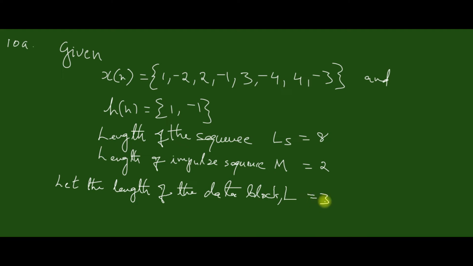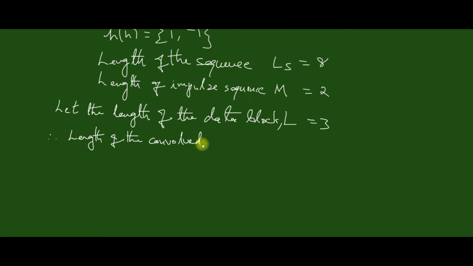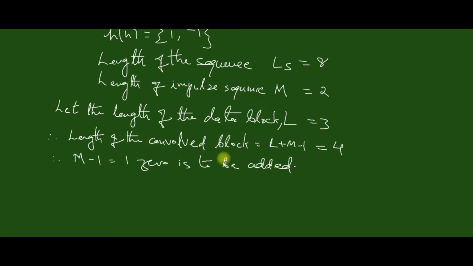You can choose 4 or 5 also. If you choose 4 or 5, the number of sections will be reduced, but the circular convolution will be more difficult. So in this case, the length of the convolved block will be L plus M minus 1 equal to 4. So we have to add M minus 1 zeros, that is, 1 zero is to be added in order to make the length 4. Now each block can be sectioned as shown.